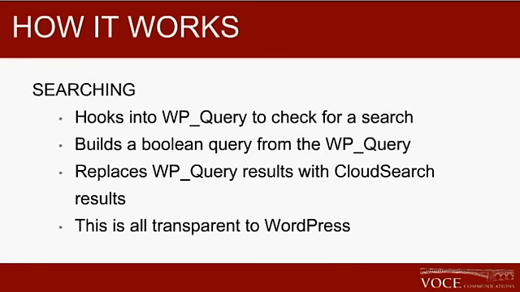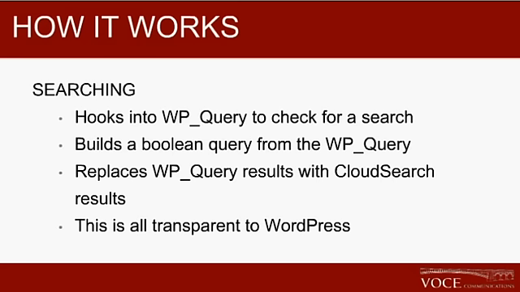So on the front end, when the user searches, there's really no difference for the user interaction. They have the standard WordPress search box, they enter their term, they get the results back. But what happens on the back end is we're hooking into the WP query to check for a search. And if there is one, we override that search, so we prevent it from doing the default search at that point. And we build a Boolean query from the term that came in from the WordPress query. That Boolean query is what Cloudsearch uses to search against a document index.